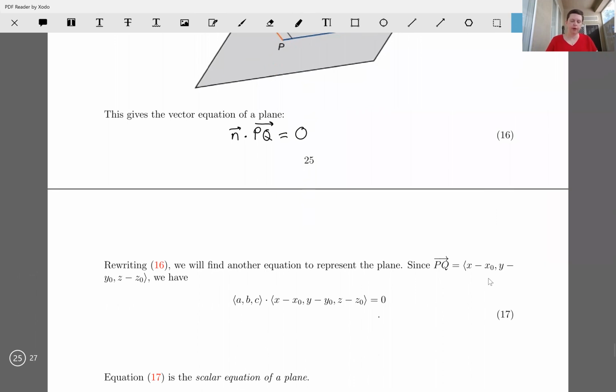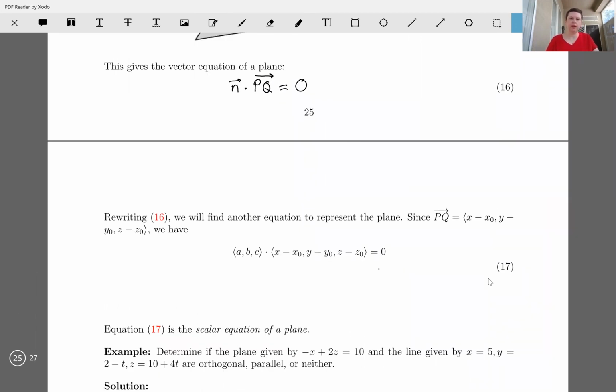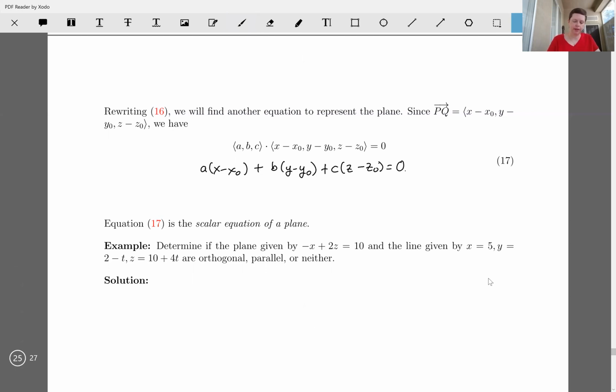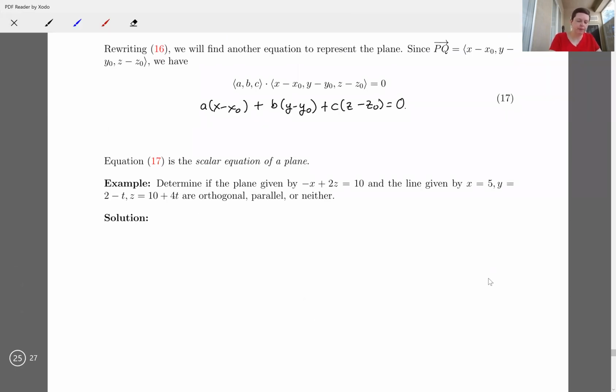Rewriting this equation, we're going to find another equation to represent a plane, a scalar equation. We plug in PQ, which is x minus x naught, y minus y naught, z minus z naught, as its components, and we get this equation that's already on the page. When we compute the dot product, we get a times (x minus x naught) plus b times (y minus y naught) plus c times (z minus z naught) is equal to 0. That is the scalar equation of the plane. Now let's do an example.